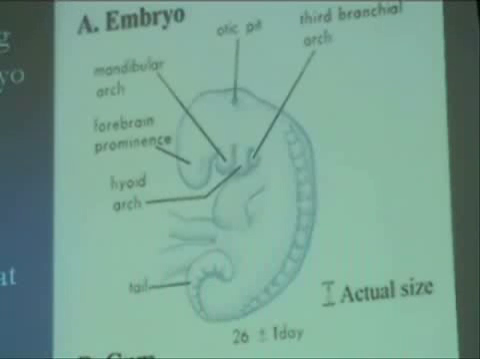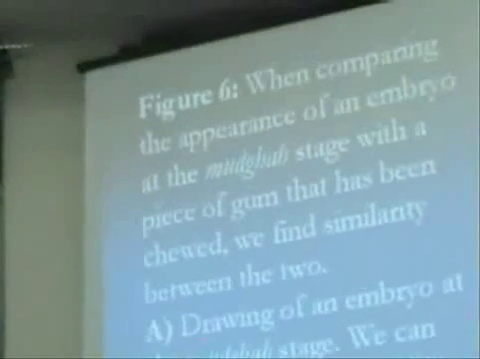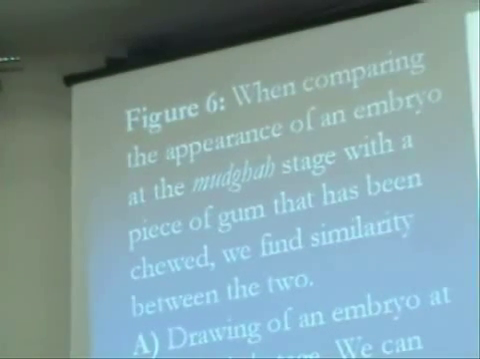Okay, so we're comparing the appearance of an embryo at the mutla stage with a piece of gum that has been chewed. We find similarity between the two. This is the first thing. Okay, what about figure A and figure B?